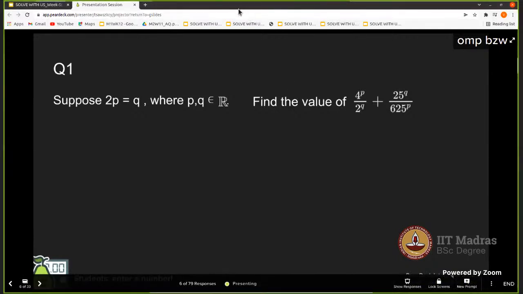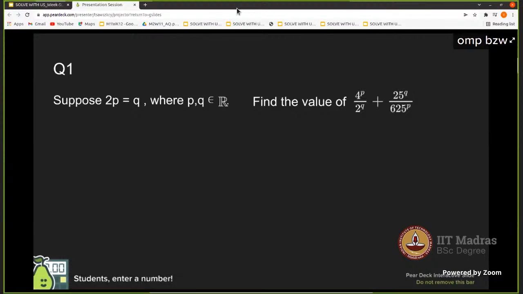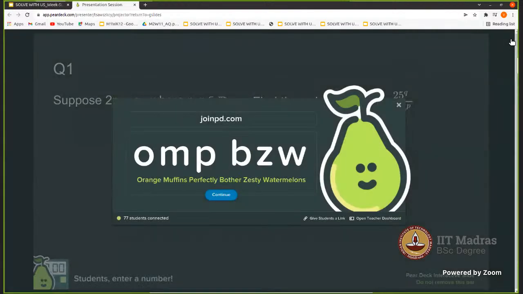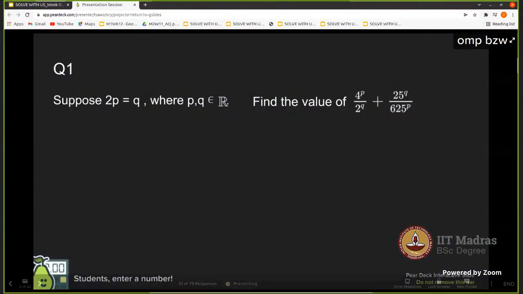Sir, where do we have to enter the answer? Are you using phone or laptop? Don't answer in Zoom. Just join joinpd.com. Whatever code you are seeing on the right top, OMP BZW, this is the code. Join joinpd.com and enter this code. You will get into the slides which I am scrolling now. There you can enter your answers. Don't submit your answers in the Zoom chat box.